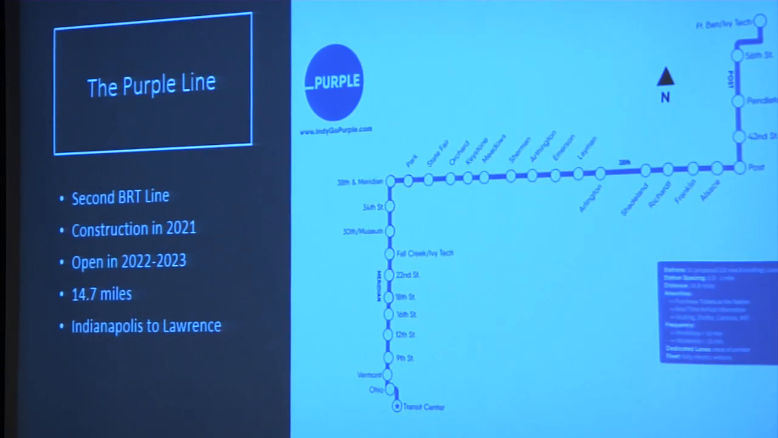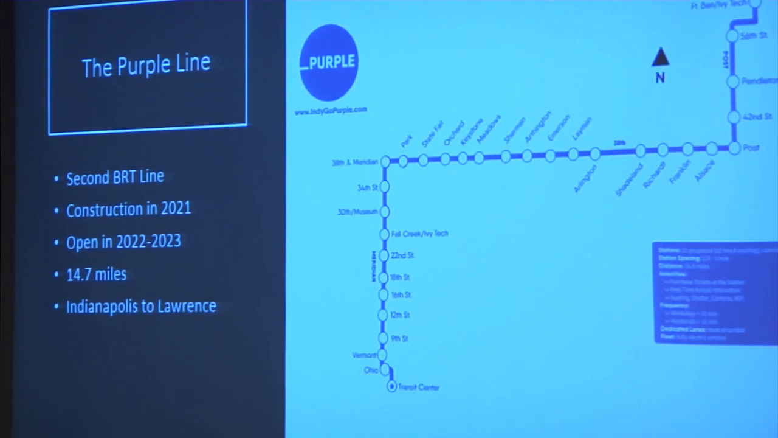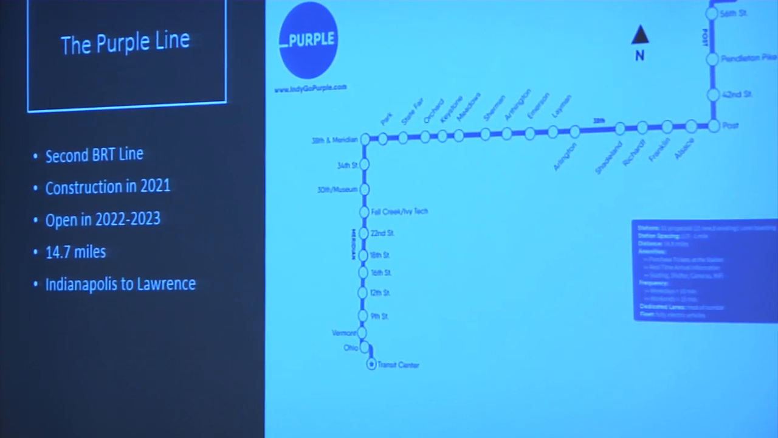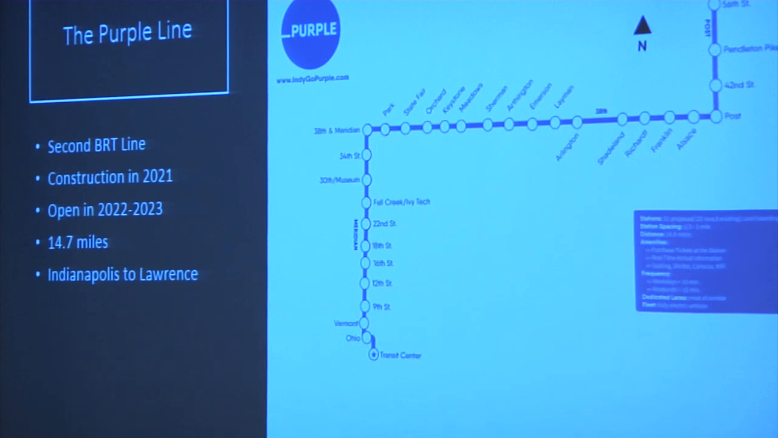And the next 2 bus rapid transit lines are the purple line. That is the second BRT line with construction expected to begin in 2021 and open for service in late 2022 or early 2023. It's just shy of 15 miles long and will run from downtown Indianapolis to Lawrence at the Ivy Tech campus there, not far from Fort Harrison State Park.